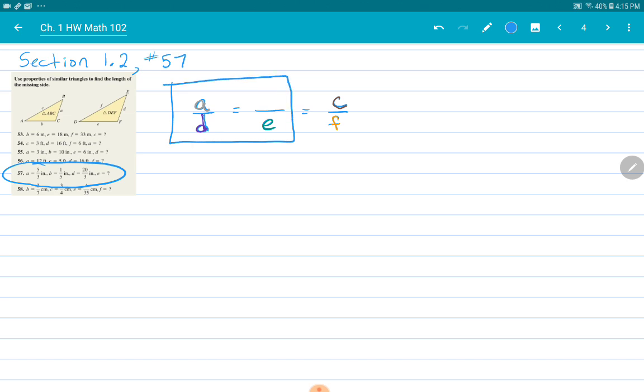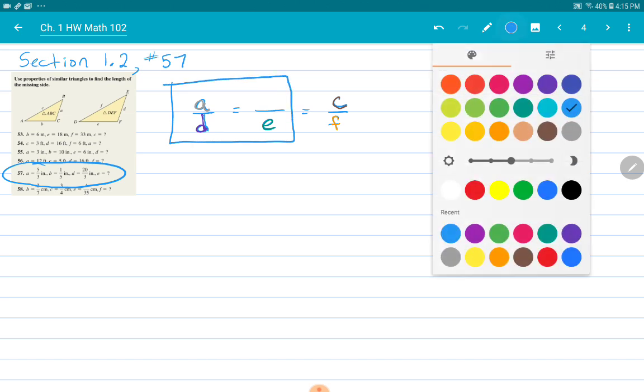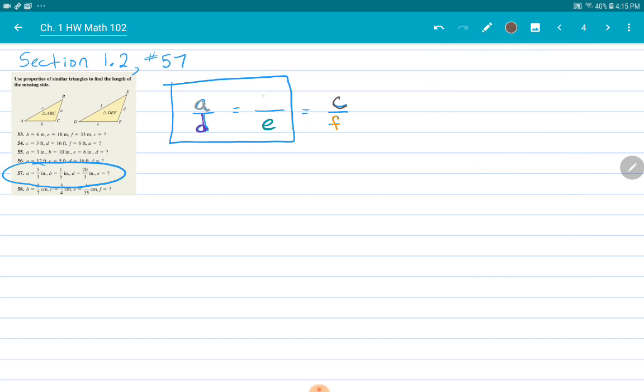I'm actually going to change my colors a little bit. That's going to be B now. And I don't need the C and F. So I'm just going to erase those and just focus on the A, D equals A over D is B equal to B over E.